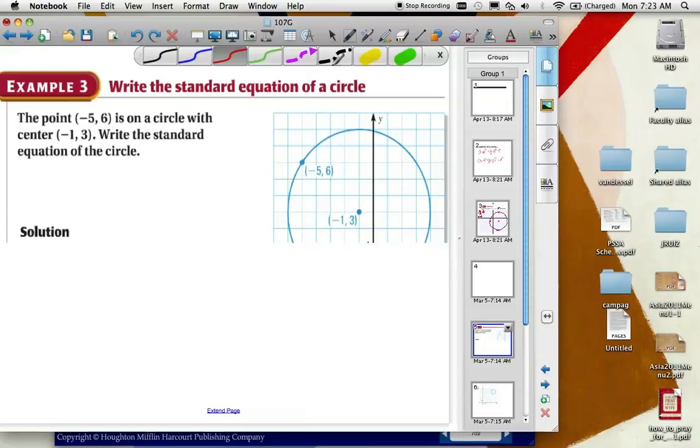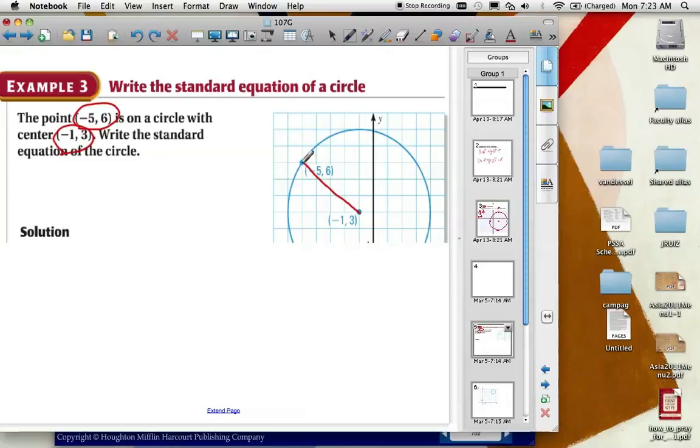So here's the tricky ones. We have this. We have this. The center. How do I find the distance? Find the distance from there to there. That would be your radius. I know what the center is.